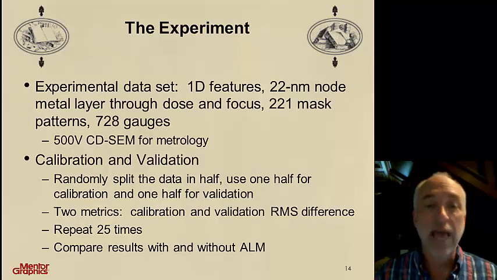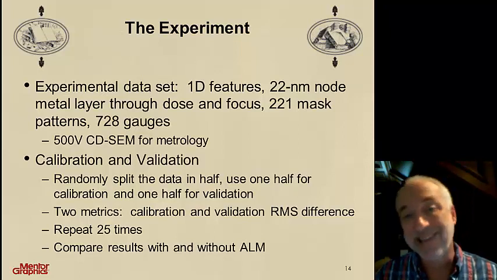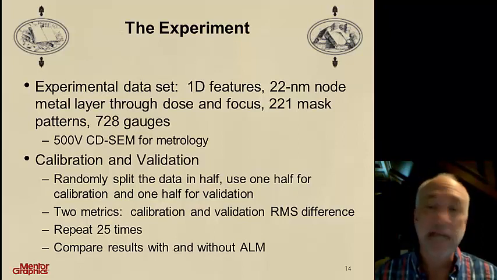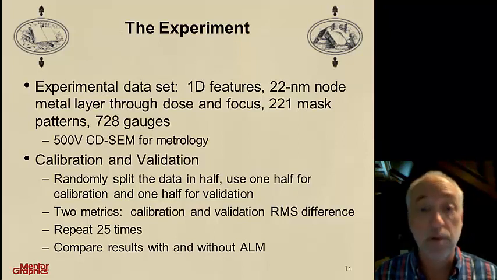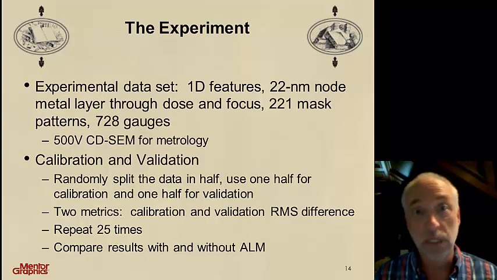We used 1/2 of all the data for calibration purposes, and the second half was reserved for validation of the best calibrated result. The two metrics that come out of this exercise are the calibration RMS difference of the experiment from the simulation and the validation RMS difference between the experiment and the simulation.